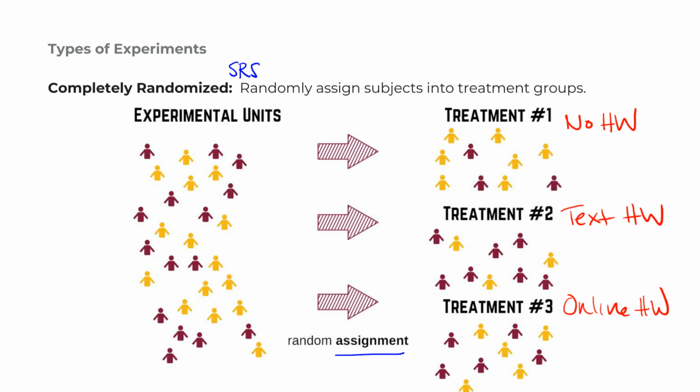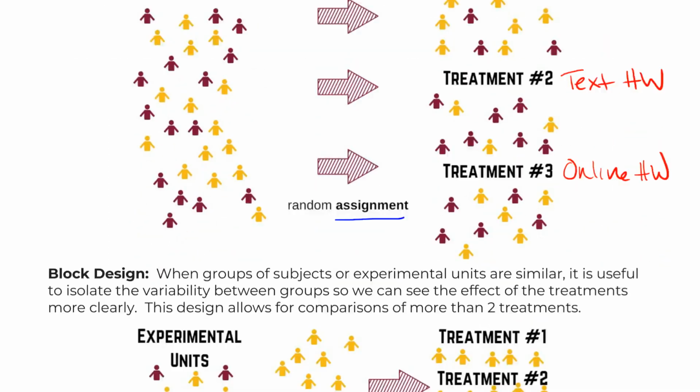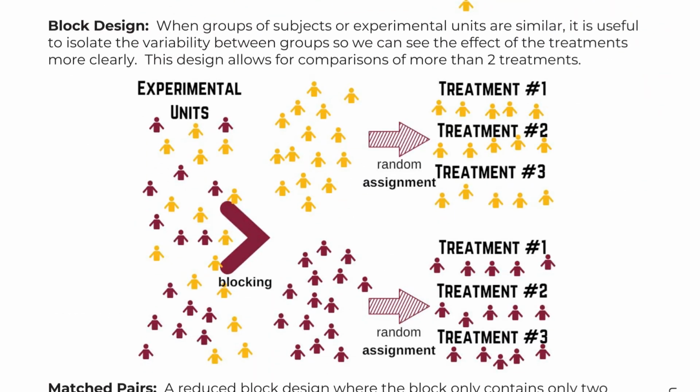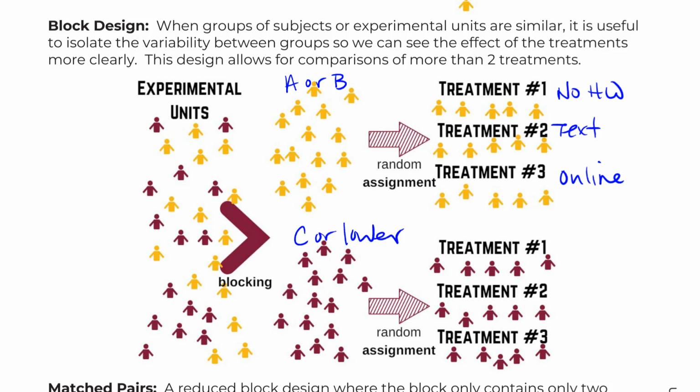Well, I'm going to do experimental design's answer to the stratified sample. I'm going to do a block design. So in this case, if these were all of my students, I might take the A or B students and then randomly assign them to my three groups. No homework, text homework, online homework, right? So now I know that I've got a third of all of my strongest students in each of these groups. And then I could take the C or lower students and divide them into those three groups as well. So now I know I have an equal mix of both my strong and weaker students in the same type of homework situation.